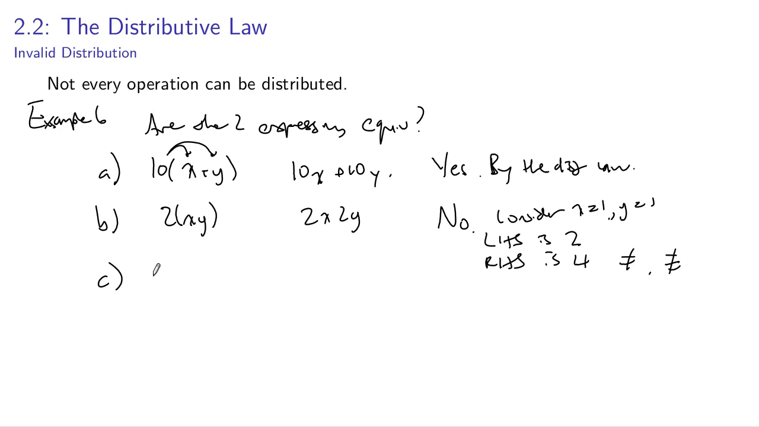It's not equivalent. C, what about the square root of s plus t and the square root of s plus the square root of t? Now we've not talked a whole lot about square roots, but remember a square root is finding the number that we need to multiply by itself to get a square. So for instance, the square root of 4 is, what number do I have to multiply by itself to get 4? Square root of 4 is 2. Square root of 9 is 3, because 3 times 3 is 9. 2 times 2 is 4.